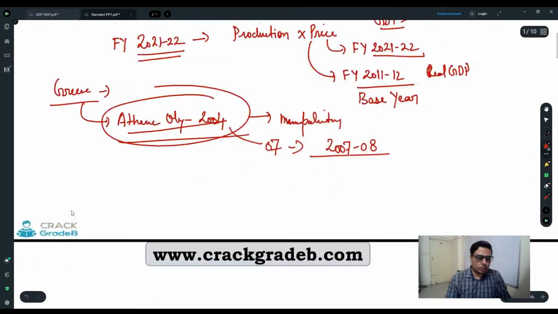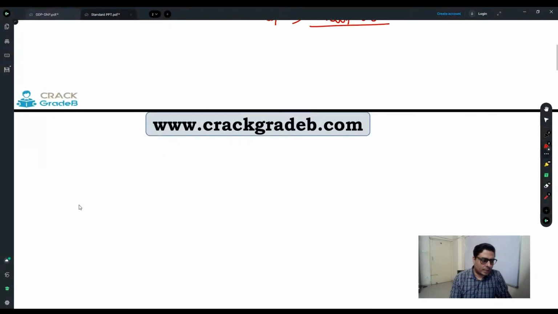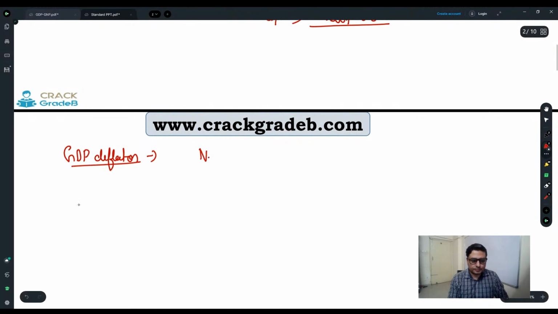Right. One more thing I want to add here. There is a concept known as GDP deflator. GDP deflator. What is GDP deflator? I told you there is nominal GDP and there is real GDP. Right. One is based on current price and the other is based on constant price. Current price and constant price.